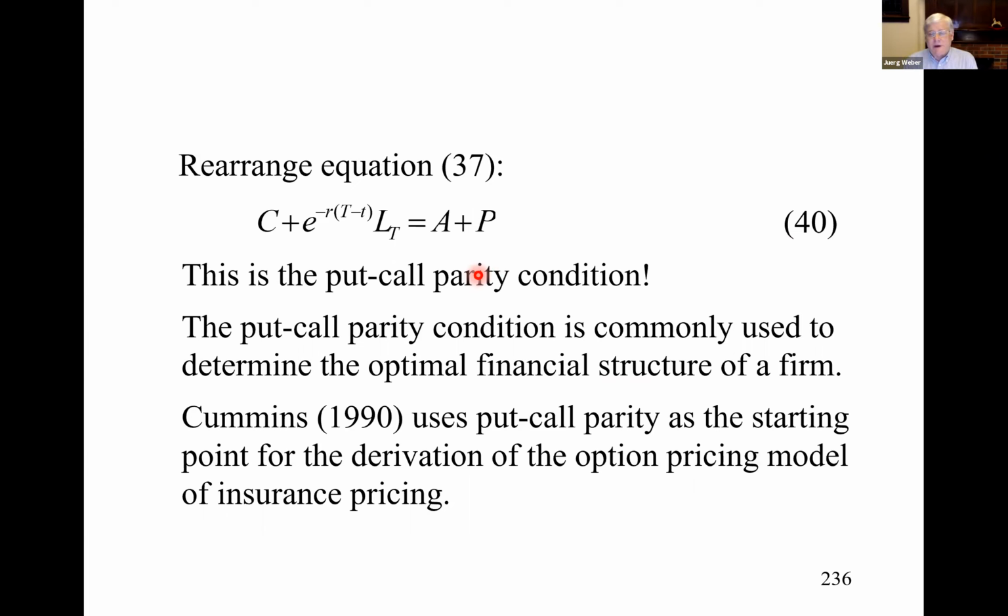It's a very well-known equation in finance. It's in all finance textbooks. And Cummings starts the derivation of the option pricing model with the put-call parity condition. So he goes the other way around. He first writes down equation 14, because everybody knows it, and then out of this, he explains the option pricing model of insurance. We did it the other way around. We started with the option pricing model, and in the end, we had the put-call parity condition. So we just did it the other way around.